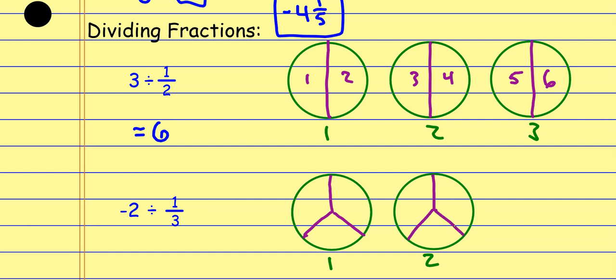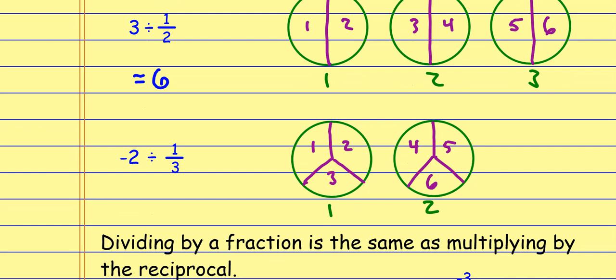So there we go. Now they're broken into thirds. How many thirds do I have? Let's count them up. 1, 2, 3, 4, 5, 6. The answer here is 2 divided by 1/3 gave me 6 pieces. But this one, it was negative divided by a positive, so that's going to be a -6 for our purposes.